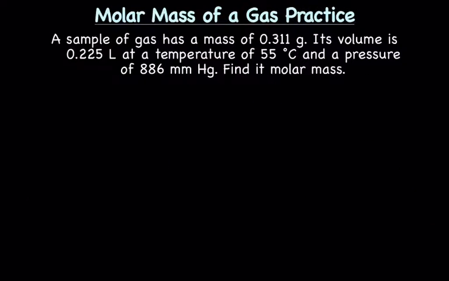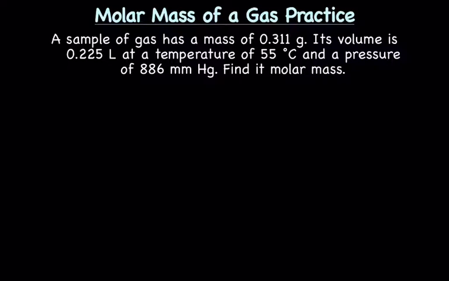All right, this time we're going to be calculating molar mass of a gas. So our question is, a sample of a gas has a mass of 0.311 grams. Its volume is 2.225 liters at a temperature of 55 degrees Celsius and a pressure of 886 millimeters mercury. Find its molar mass.